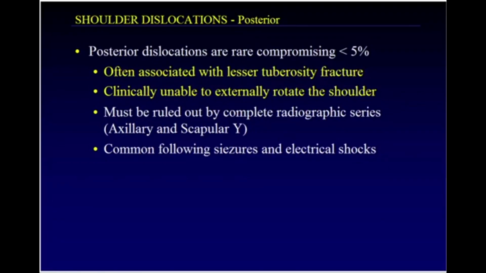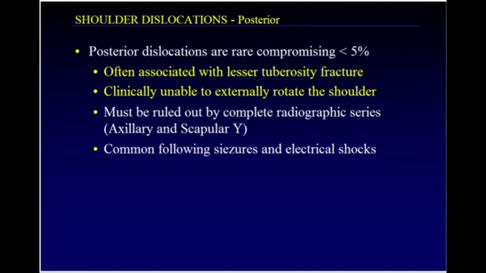Posterior dislocations of the shoulder are quite rare, except it seems on orthopedic board and in-training examinations. They represent less than 5% of all shoulder dislocations, but the hallmark of a posterior shoulder dislocation is a lesser tuberosity fracture. If you have a patient with an isolated lesser tuberosity fracture, that patient has a posterior shoulder dislocation unless proven otherwise. Clinically, the patients will be unable to externally rotate their shoulder.